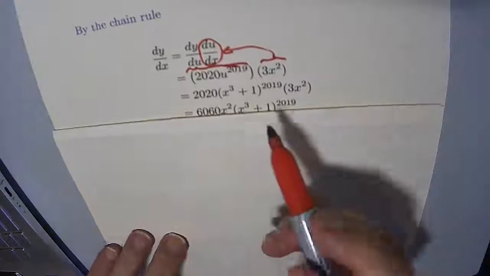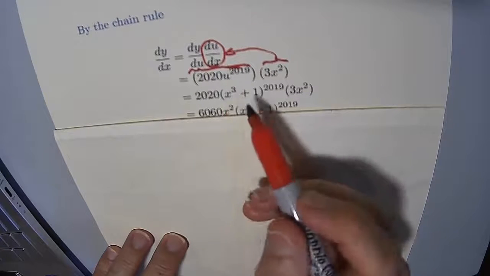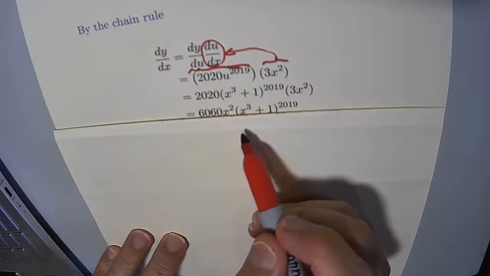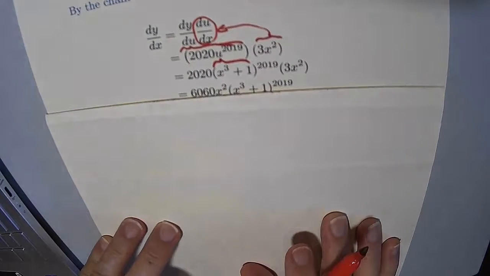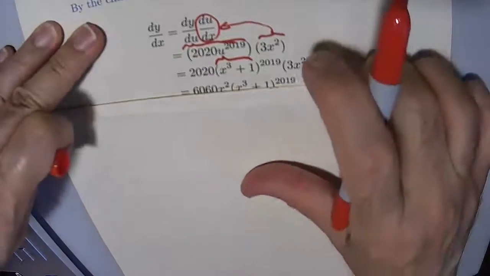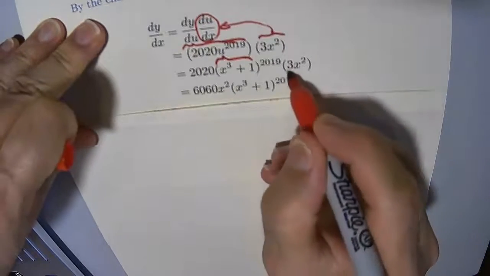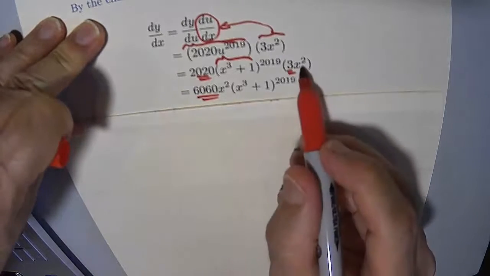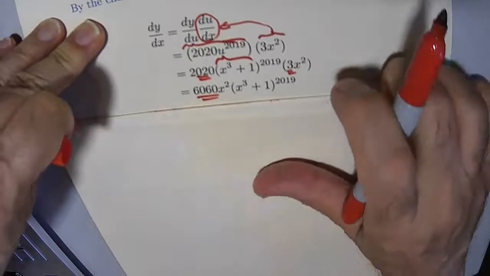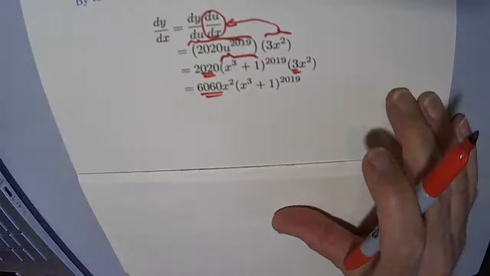Multiplying things out, first we might as well put x cubed plus 1 for u and get this expression, and multiply that 3 out by 2020 to get 60 times x squared times x cubed plus 1 to the power 2019 as the answer to our problem.